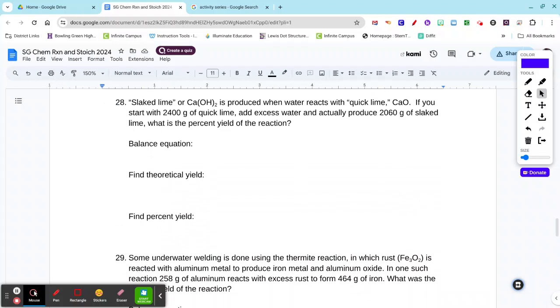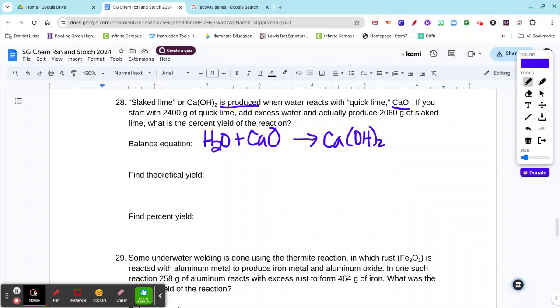Okay, so when we read through the problem, first we have to write our balanced equation. Now it tells us that slaked lime is produced. So that means this is my product. Ca(OH)2, or slaked lime, is my product. And that is when water reacts with quicklime, or CaO. So my water, H2O, is going to react with CaO to form my product.